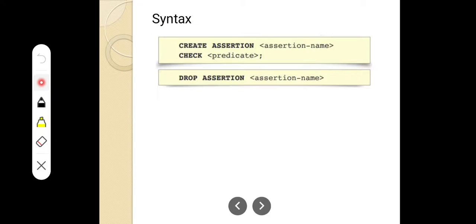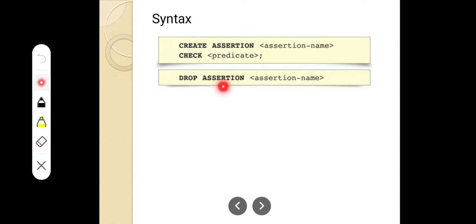Now let us see the syntax of the assertion, how to create an assertion. The syntax is CREATE ASSERTION, assertion name, then CHECK, then we provide the predicate. The predicate will be an SQL query that gives a particular condition. If this condition is not true, then we can say that the assertion is violated, and the operator will get the message that the assertion is violated.